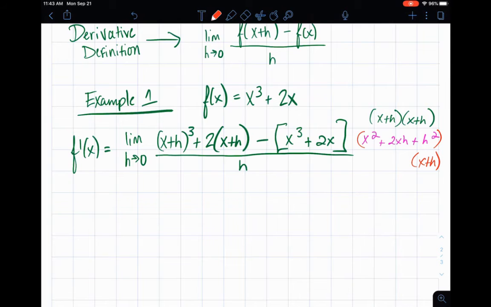Okay, but let's do it. So x squared times x is going to be x cubed. x squared times h is hx squared. Then we can move to the second term, 2xh, so 2x squared h plus 2xh squared. And then we'll have plus xh squared plus h cubed.